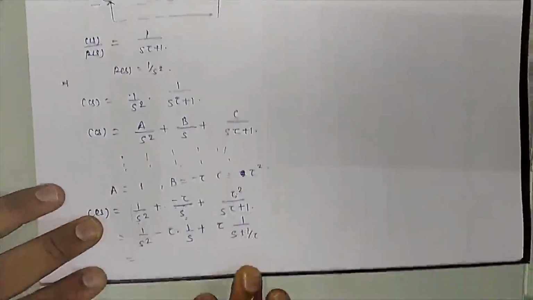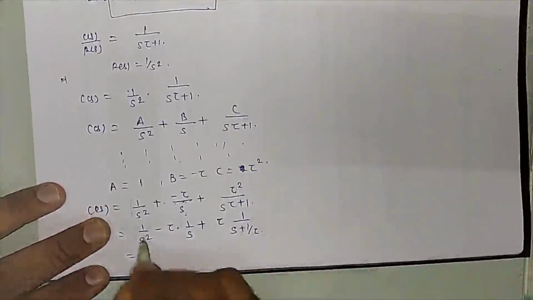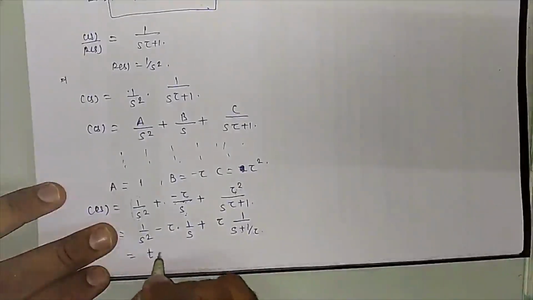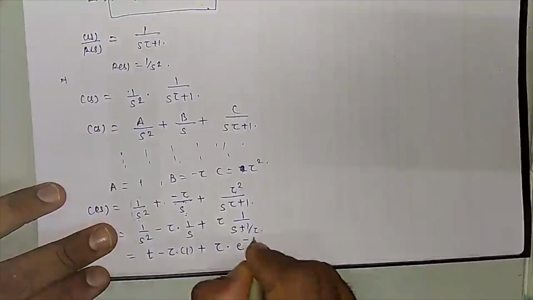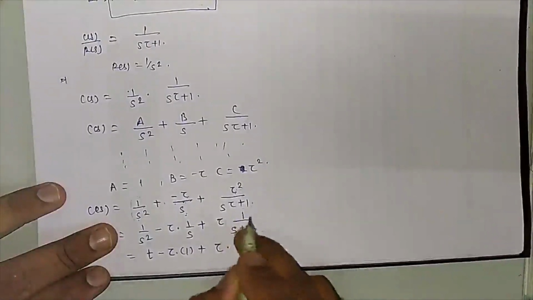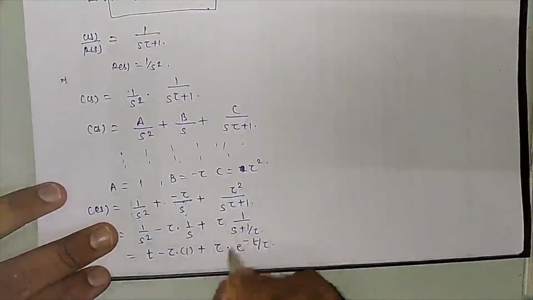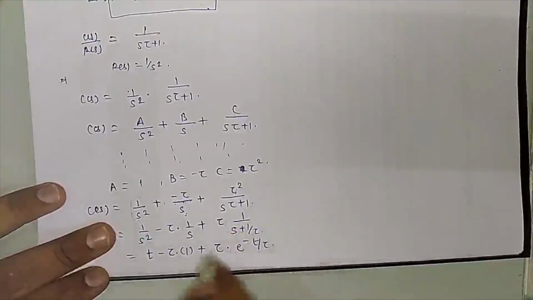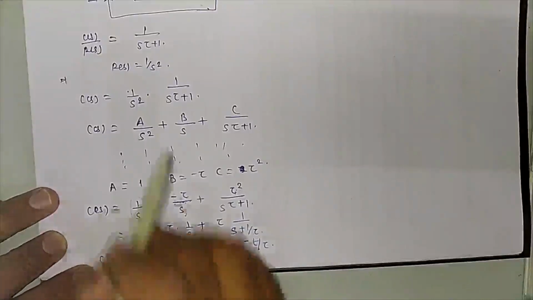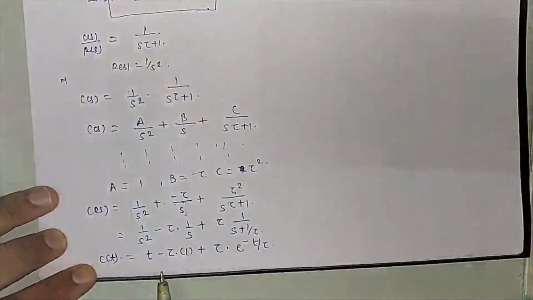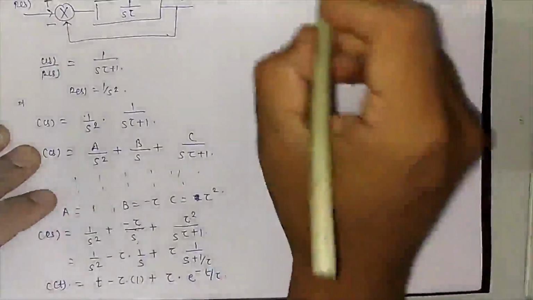I am taking the inverse Laplace. So it will be 1 upon s square, that is t, minus tau into 1 upon s, it is nothing but 1, plus tau. Okay, answer is e raised to minus t by tau, because 1 upon s plus a, the inverse Laplace of this is e raised to minus t by a. Okay, so it will be this. So this is nothing but your c of t. So for the ramp input we have got the value of c of t over here. Okay, similarly we can find out the error.